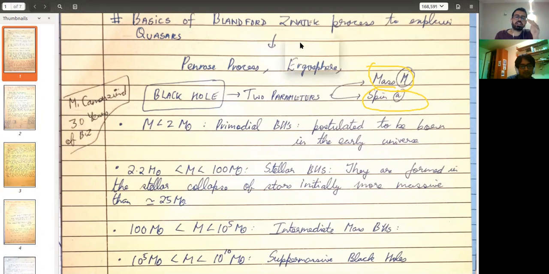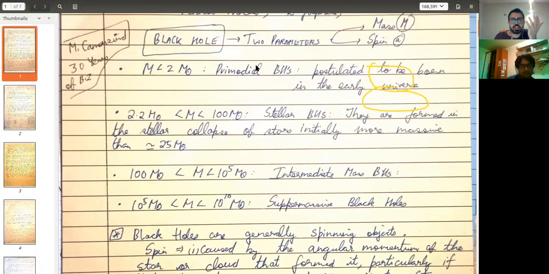One is mass and one is spin. And how do you characterize black holes on the basis of how massive they could be? Then the idea comes of how massive black holes can be. First, if the mass of the black hole is less than two solar masses, then these are called primordial black holes. These are known to be born at the time of the Big Bang.